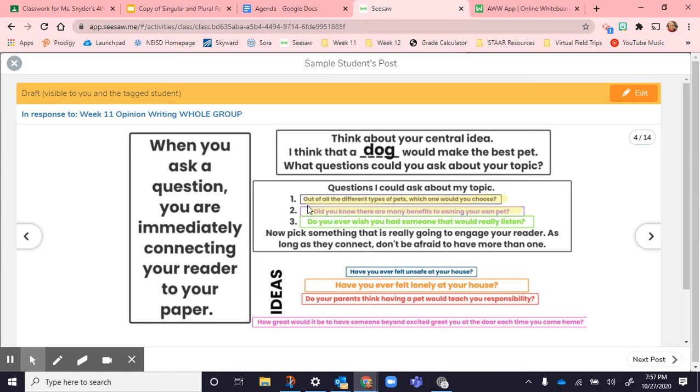So mine, I've got: out of all the different types of pets, which would you choose? And did you know there are many benefits to owning your own pet? So I'm going to connect those two ideas, and I like them because they both go with this topic of me wanting a dog, or me saying that a dog would make the best pet.